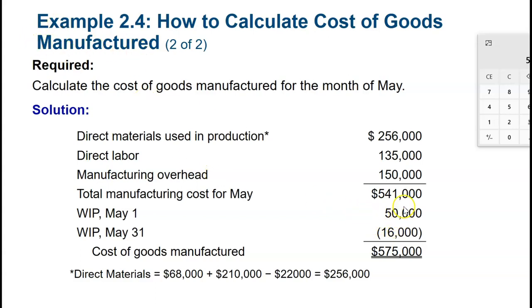So we have to essentially take the 541 and then the difference between these two numbers and add them. In this case, work in process went down, so cost of goods manufactured is actually going to go up from this total. But to keep it easy, we're just going to always remember, we're going to add beginning work in process and we're going to subtract out ending work in process, and we're going to come up with cost of goods manufactured of $575,000.